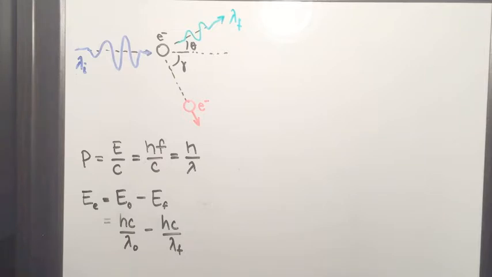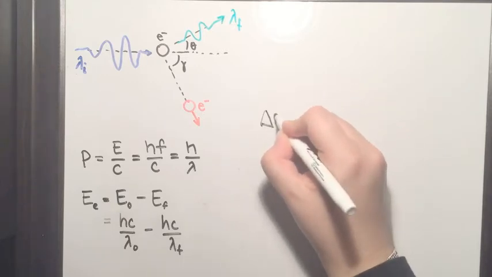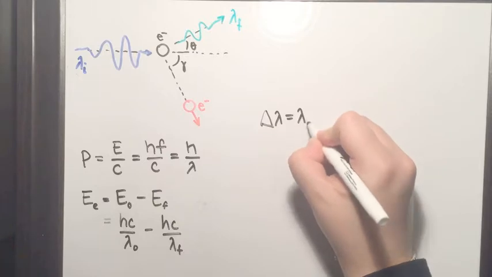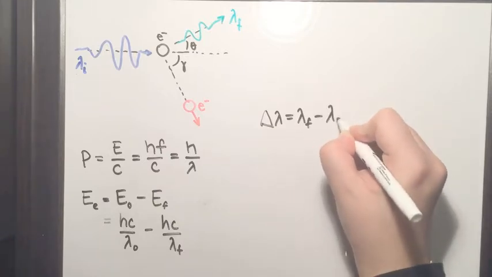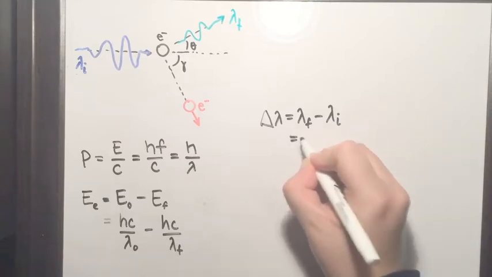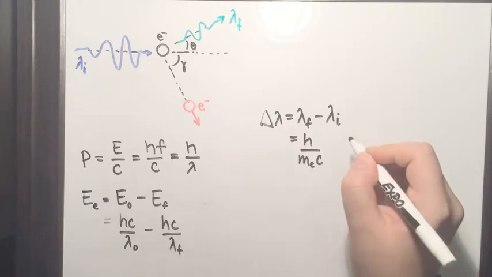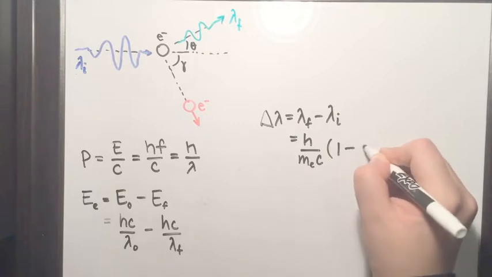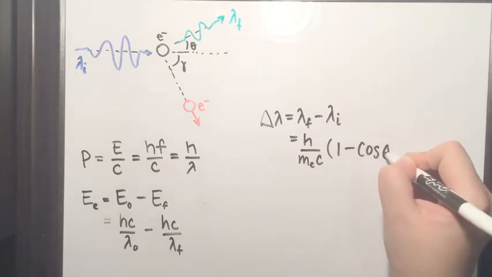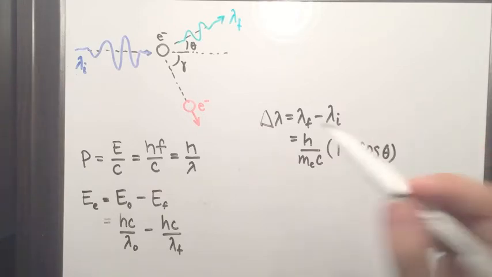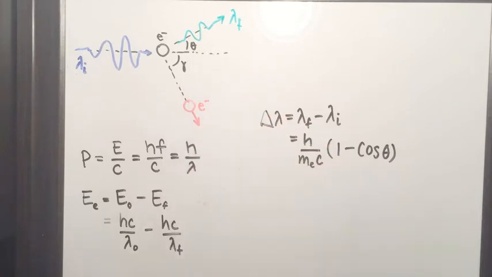Since the scattered photon has less energy than the incident photon, the scattered photon has a longer wavelength, and we can calculate this change in wavelength using the equation delta lambda is equal to lambda final minus lambda initial, which is equal to h over the mass of the electron times the speed of light, times 1 minus cos theta, where again theta is the angle through which the scattered photon is deflected.